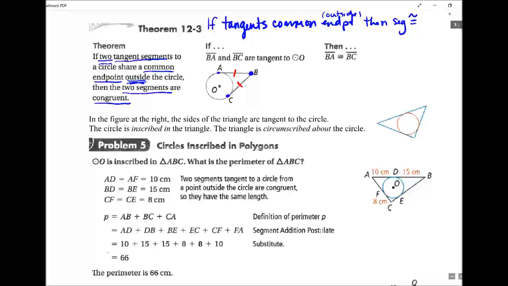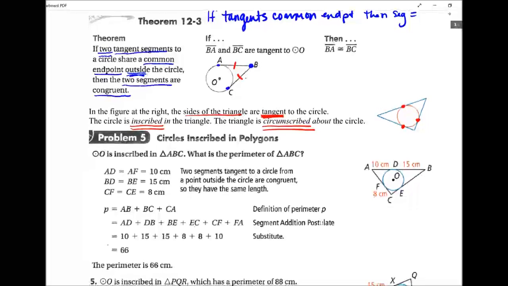All right, so let's see here. In this figure over here, the sides of the triangle are tangent to the circle. The circle is inscribed in the triangle. Right? We've got our points of tangency here, and we have done this before. Our circle is inscribed in the triangle, and the triangle is circumscribed about the circle. We know those words. So if either of these things are happening, then we know our lines are tangent.